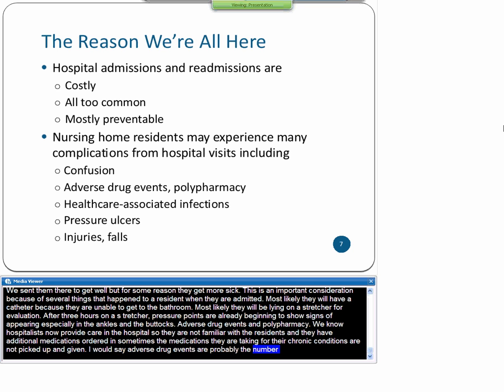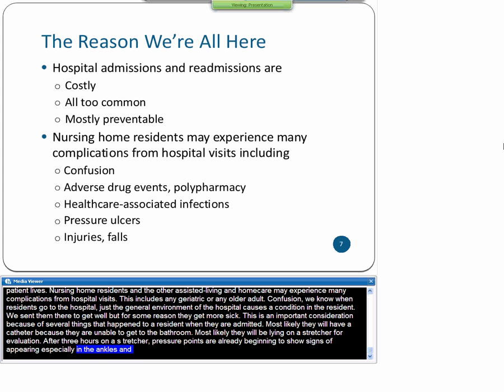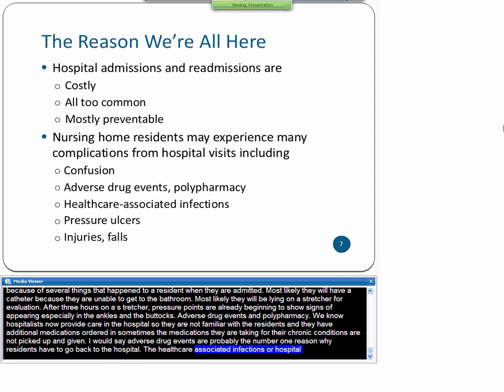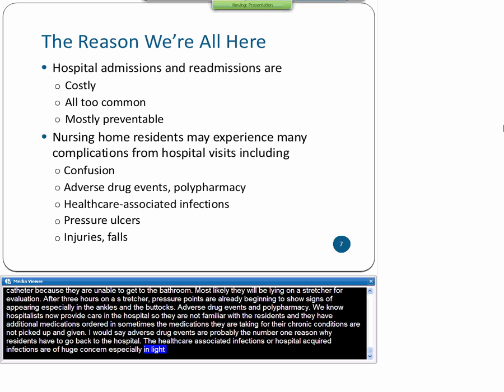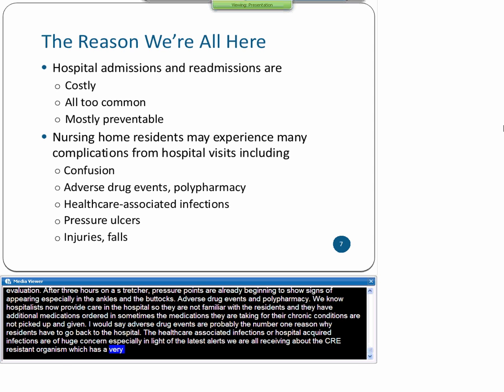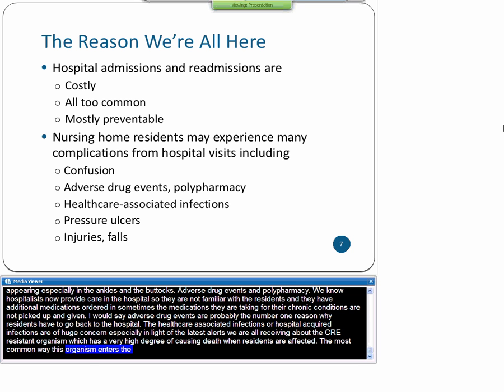Healthcare-associated infections or hospital-acquired infections are of a huge concern, especially in light of the latest alerts that we're all receiving about CRE, the carbapenem-resistant Enterobacteriaceae organism, which has a very high degree of causing death in residents who are infected with it in their bloodstream. And the most common way that this organism enters the body is through catheterization. So that is a very common occurrence in the hospital, and more potentially acquired by our residents, and therefore causing their mortality or death.